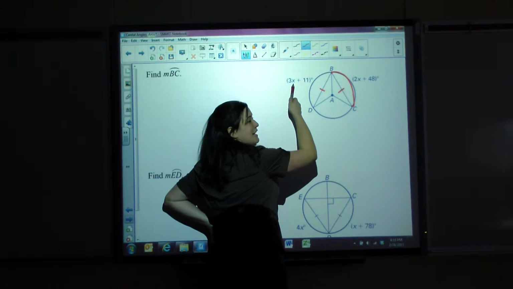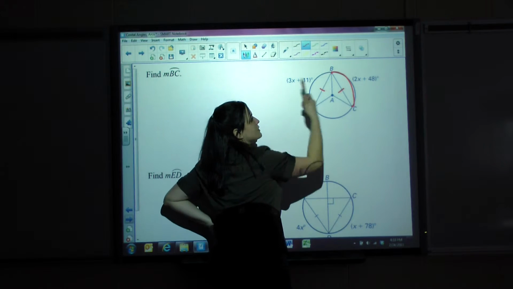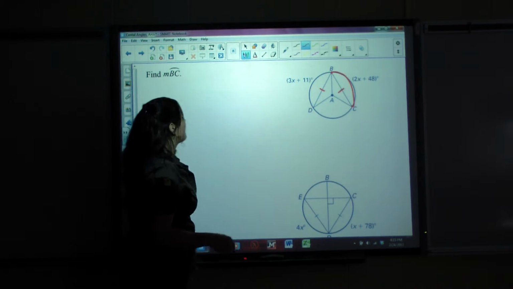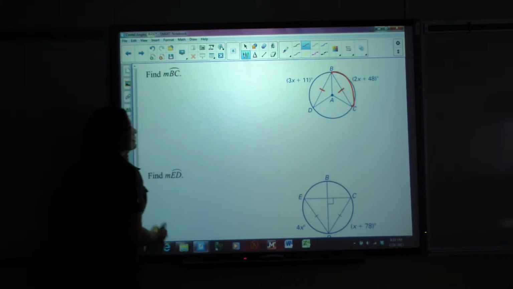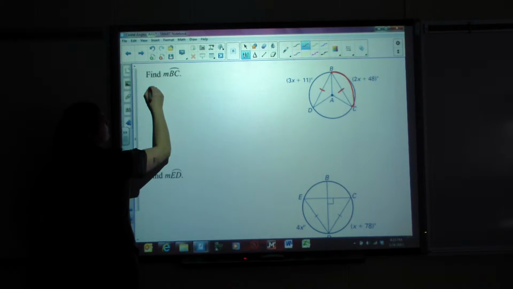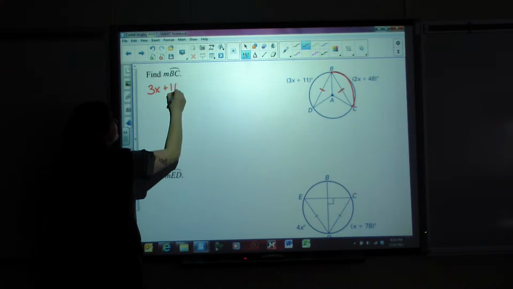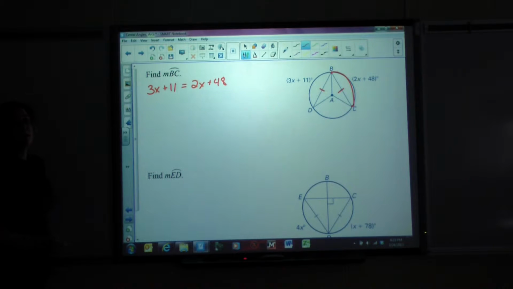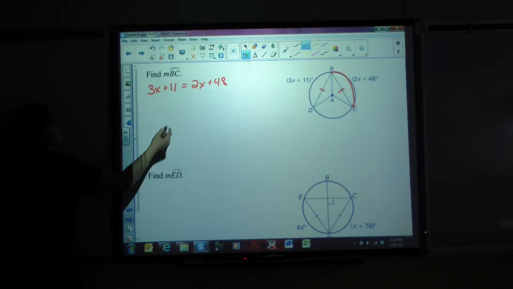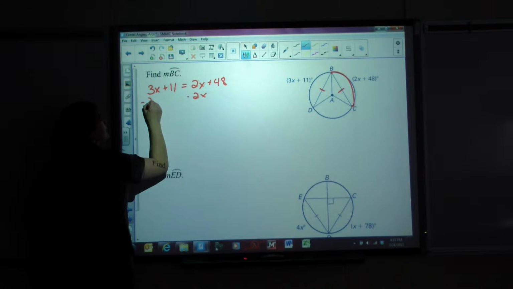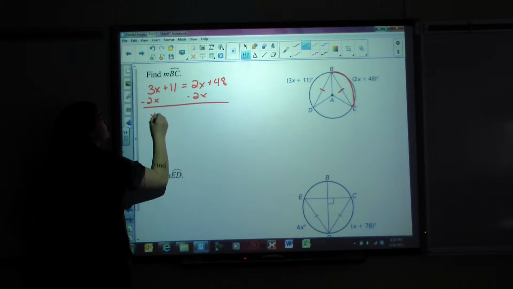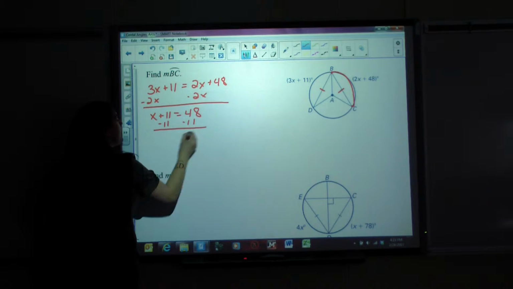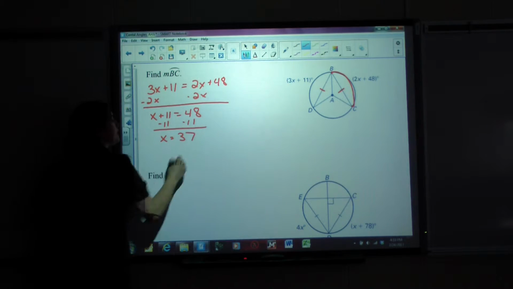Well, I don't know the exact length of BD, but I have another expression for it. So what I can do is set arc BD equal to arc BC, solve for x, and then go back and find the right length. So here we go, let's write our equation. We know that 3x plus 11 is going to be equal to 2x plus 48. Now, to solve, we're going to get our x's on the same side, so we're going to subtract 2x from both sides. We'll be left with x plus 11 equals 48. Subtract 11, and we know that x equals 37.